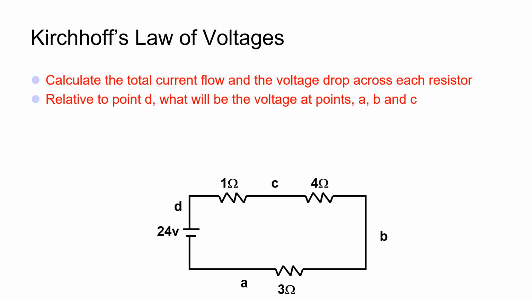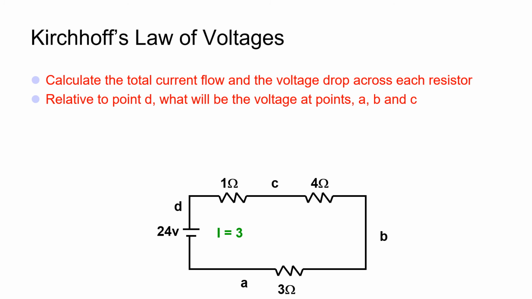In this example, let's calculate the total current flow and the voltage drop across each resistor. Then, relative to point D, let's find the voltage at points A, B, and C. We begin to find the total current flow by first finding the total resistance. 3 ohms plus 4 ohms plus 1 ohm equals 8 ohms. Then using Ohm's law, we have total current equals 24 volts divided by 8 ohms equals 3 amps.